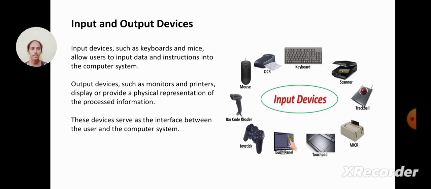Input and output devices. Input devices such as a keyboard and mouse allow the user to input data and instructions into the computer system. Output devices such as a monitor and a printer display or provide a physical representation of the processed information. These devices serve as the interface between the user and the computer system.